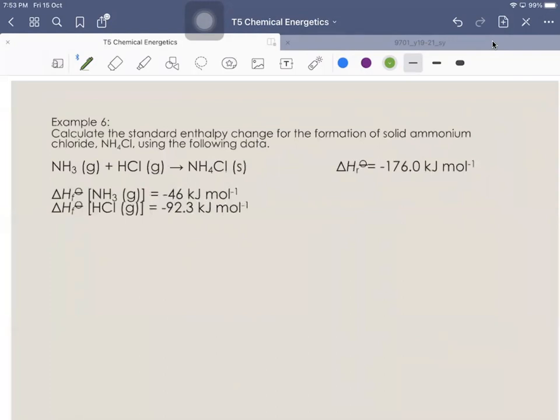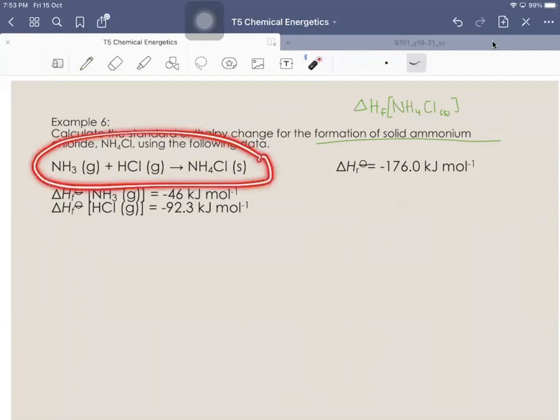So that means we are required to work out the delta HF of solid ammonium chloride. The formula is given, NH4Cl, and it is in solid state. These are the given equations and values. Usually our enthalpy change of reaction is our unknown, our X, but this time it's given to us, which is negative 176 kilojoules per mole.